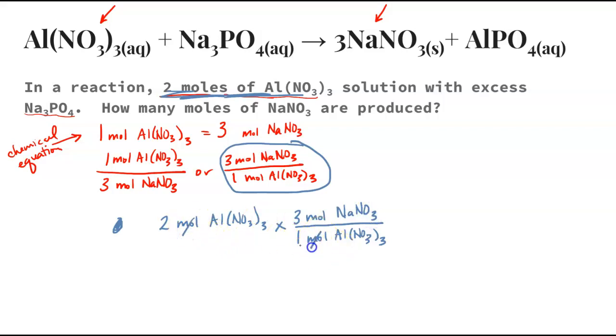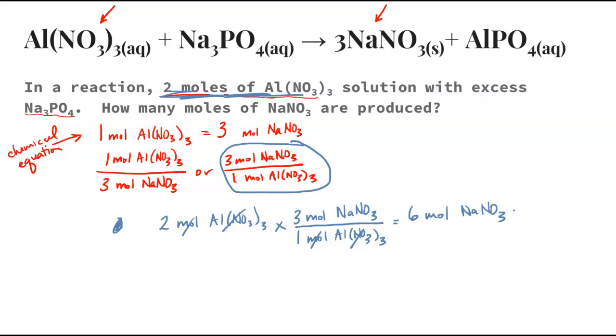Moles cancels out, but also the aluminum nitrate cancels out. Then I just times 2 by 3 to be 6, and then divided by 1. That means 6 moles of NaNO3. And that's exactly what we predicted. Remember, we said, well, if we have double the amount of aluminum nitrate, then we'll have double the amount of NaNO3. Double the amount of 3 is 6.